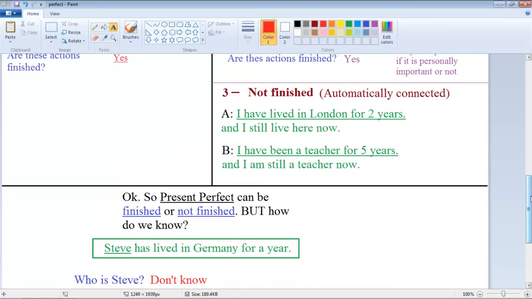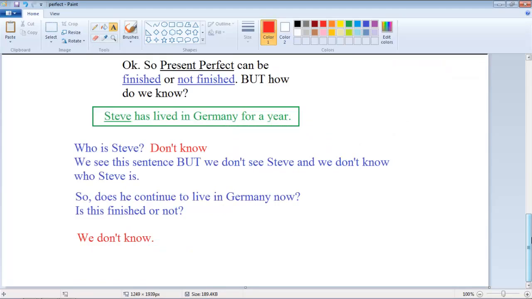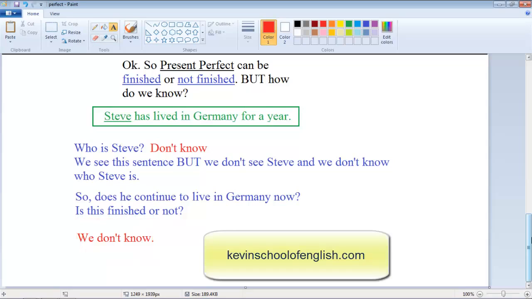Now, a lot of students always ask me after this, well, how do we know? If we see a sentence about someone, how do we know if it's finished or not finished? Well, it's a very good question. If I give you this sentence, Steve has lived in Germany for a year. Who is Steve? Yeah, we don't know who Steve is. We just see the sentence written on a board, maybe, for example. But we don't see this person. We don't know who he is. So does he live in Germany now? Is this finished action for him or a not finished action? We don't know. When you just look at a sentence, you have no idea if it's finished or not. You will always need more information, before this sentence or after this sentence, to show you if it's finished or not.